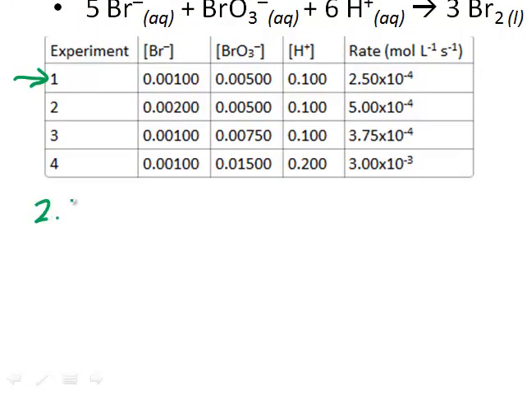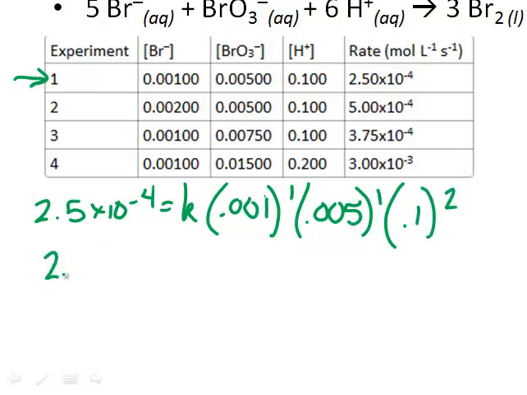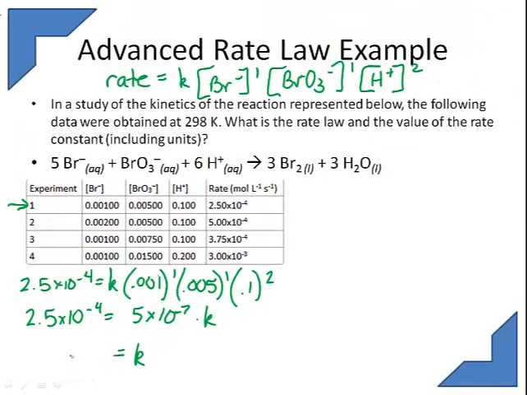So the rate, 2.5 times 10 to the negative 4th equals k, which we don't know, times 0.001 to the first, times 0.005 to the first, times 0.1 to the second. When you multiply that out, you get 2.5 times 10 to the negative 4th equals 5 times 10 to the negative 7th k. Divide both sides by 5 times 10 to the negative 7th, and the value of k turns out to be 5,000. So we can plug that in.